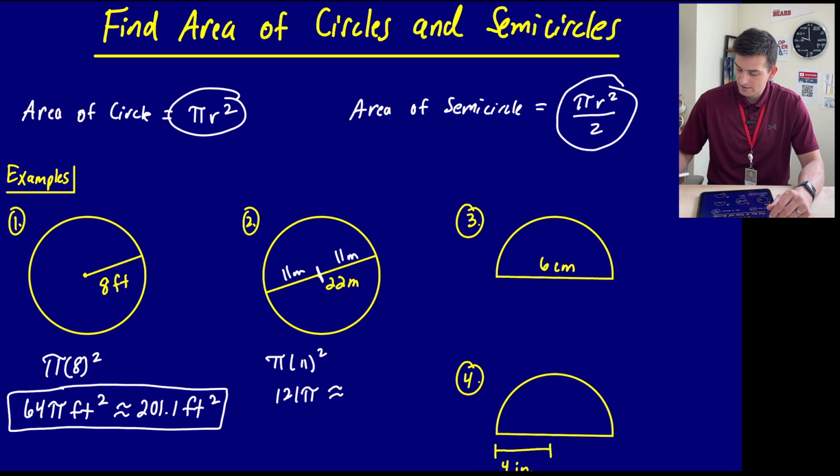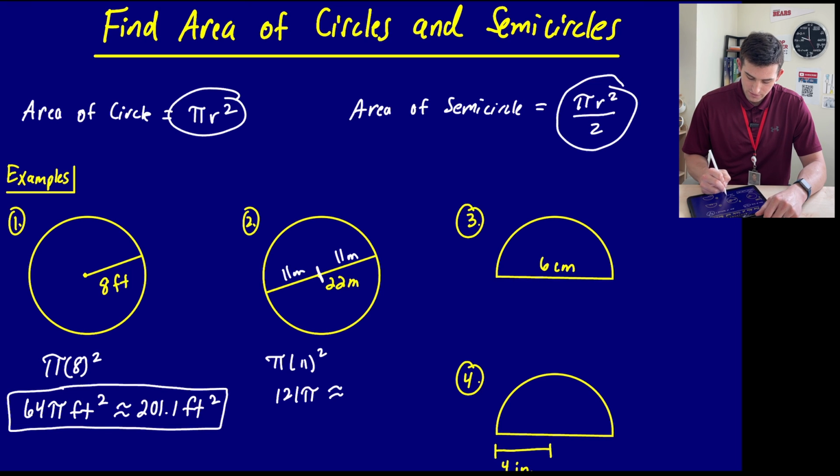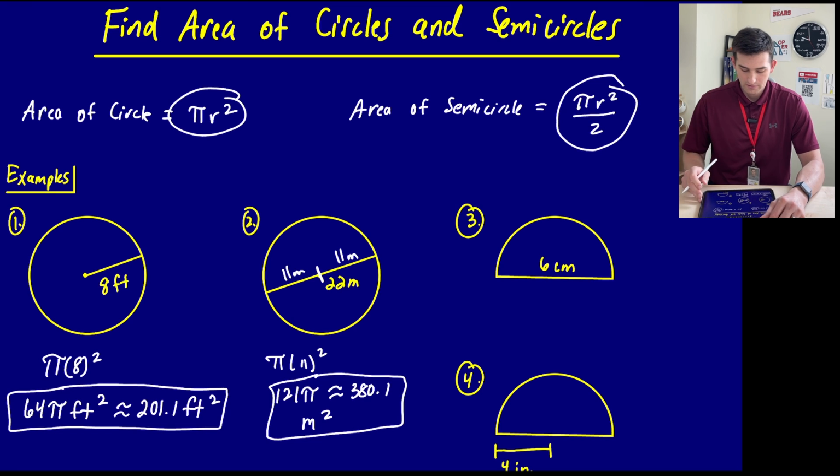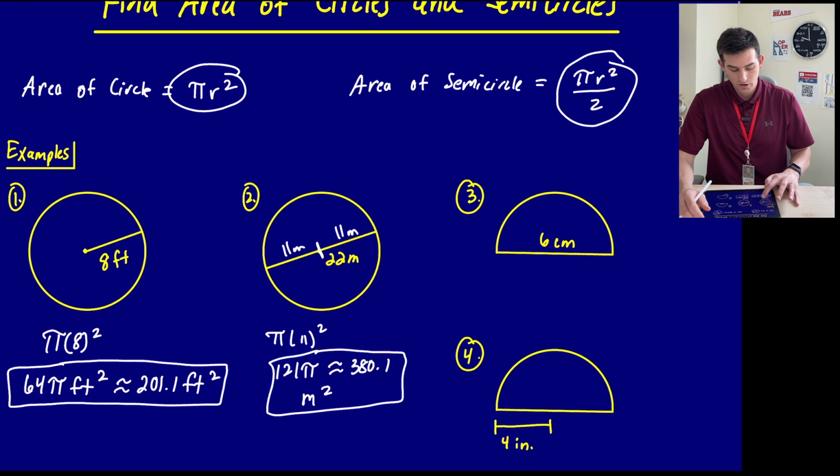Or if we type that in the calculator, 121 pi is going to give me 380.1. So 380.1, and both of these would be square meters. Okay. All right, so now let's take a look at 3 and 4. 3 and 4 are semicircles.